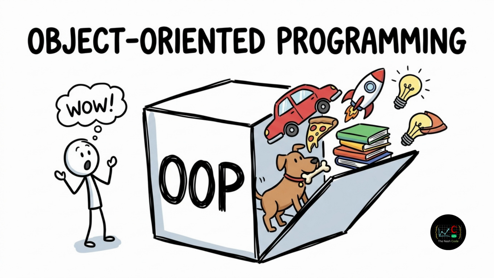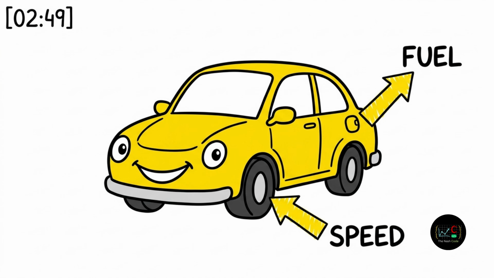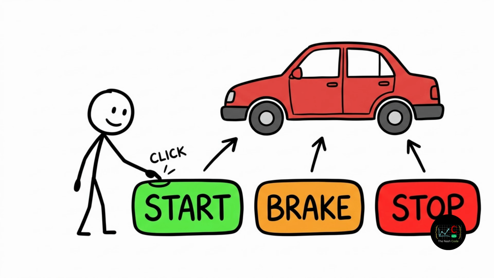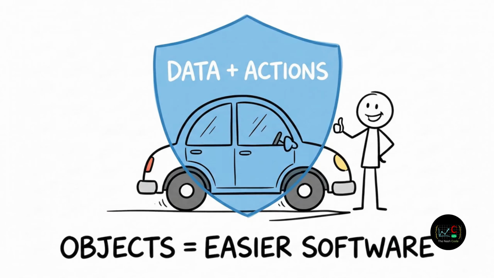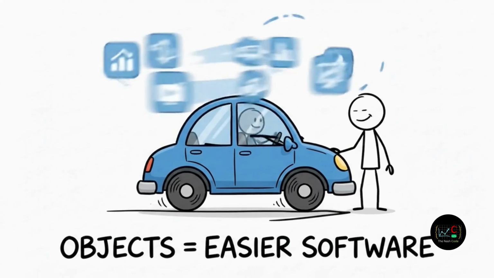Modern C++ goes one step further with object-oriented programming. Instead of thinking only about functions, we think about real-world objects. A car has data like speed and fuel. It also has actions like start, brake, and stop. By combining data and behavior into objects, large software becomes much easier to build and maintain.